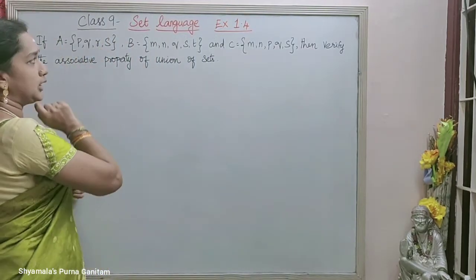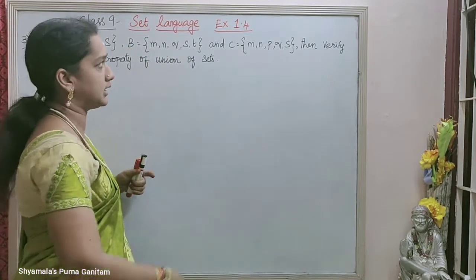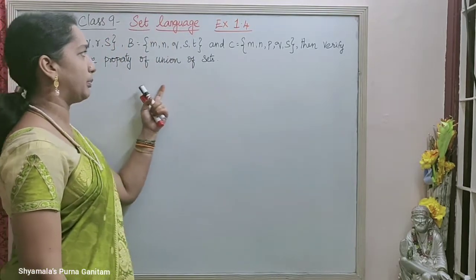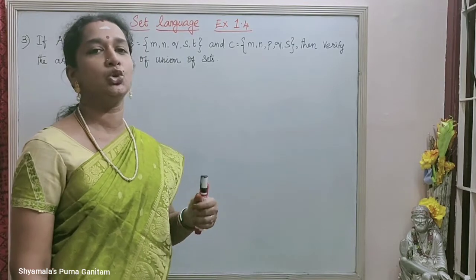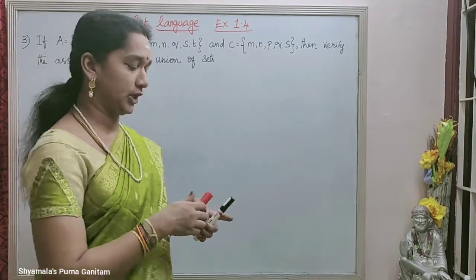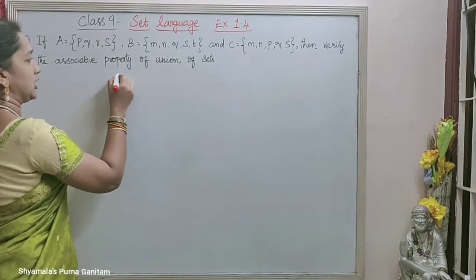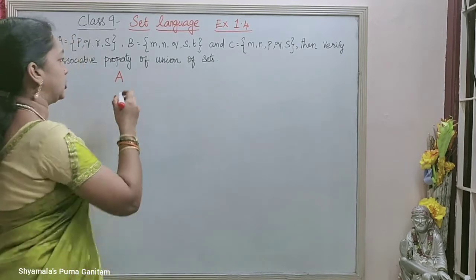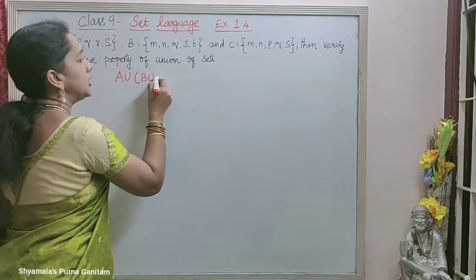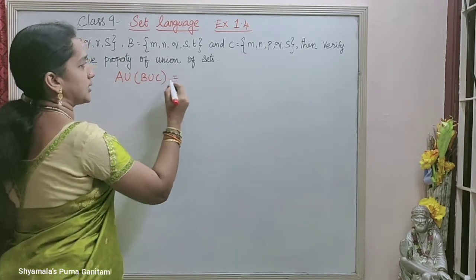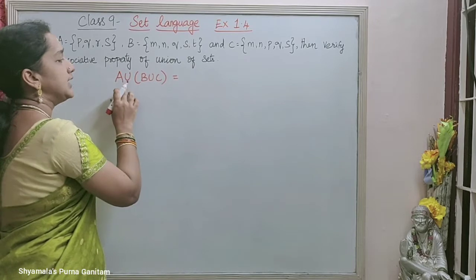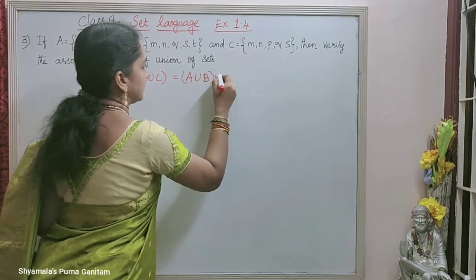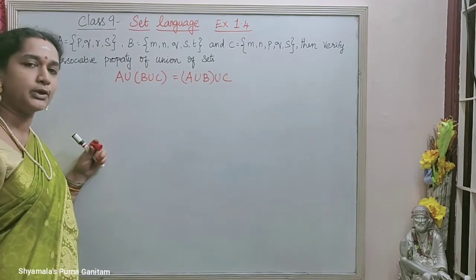If A is equal to {P, Q, R, S}, B is equal to {M, N, Q, S, T} and C is equal to {M, N, P, Q, S}, then verify the associative property of union of sets. So first we should know what is the associative property of union of sets. Associative property means 3 sets. When you combine 3 sets in any order, if you are finding the union, you will get the same answer. That is, A union (B union C) is equal to (A union B) union C.